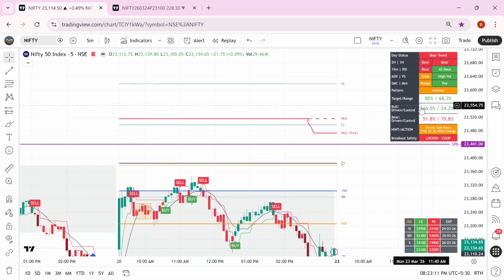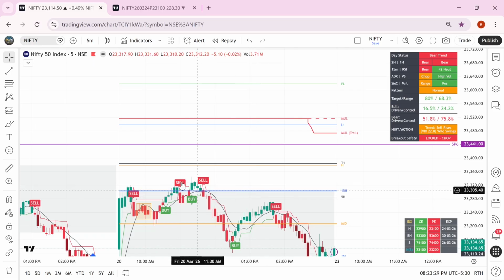Here, what you need to see is who is in control. Is there bull control? Is there bear control? We need to see who has the higher percentage. We need to check if there's a trend. We need to see who is in control. So we need to observe what percentage they have actually driven. So by looking at all these factors, you'll clearly understand the situation here.